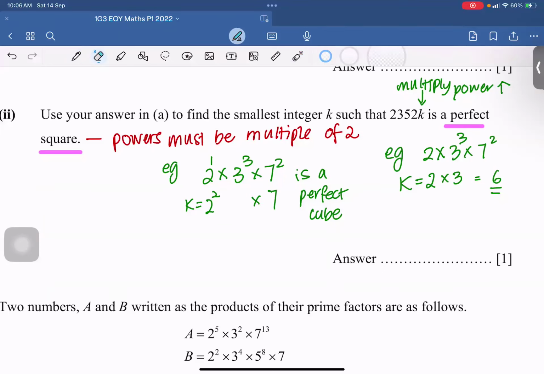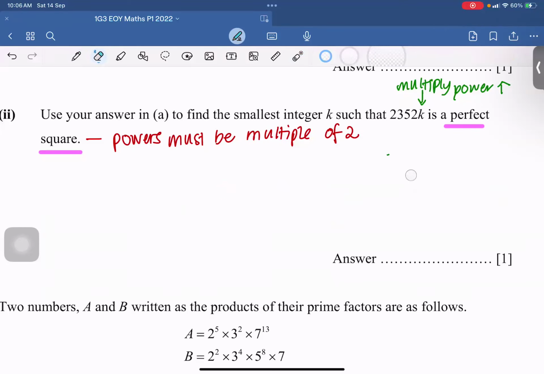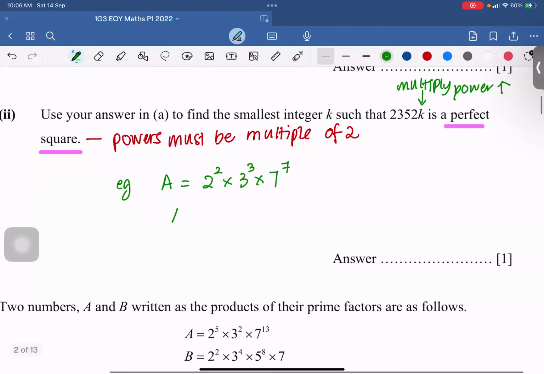I'm going to make use of this opportunity and change this question a little bit to cover another type of question. For example, if I ask you a different kind of question, a divided by k, where a is given to be 2 squared times 3 cubed times 7 to the power of 7, I want you to find the smallest integer value of k such that it is a perfect cube.